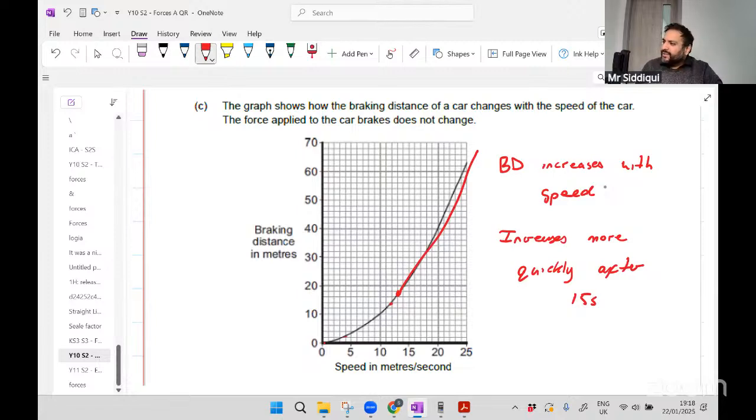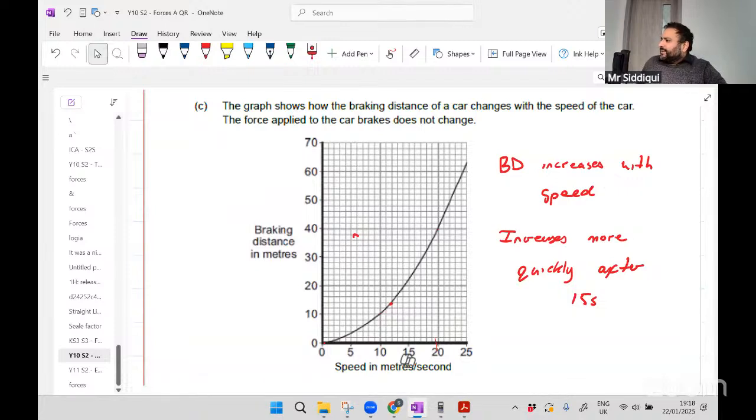What else could you say? You could also have said, technically, that when you double your speed, your braking distance actually gets four times bigger, as this graph shows you. So at 10, your braking distance is 10, but at 20, your braking distance is four times bigger. That's actually true. That is what actually happens.